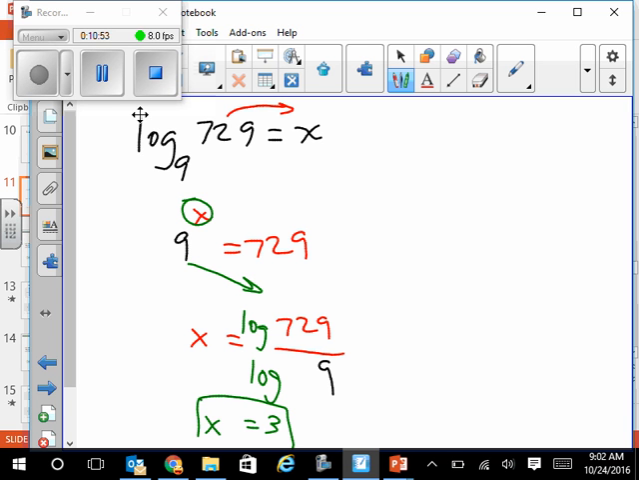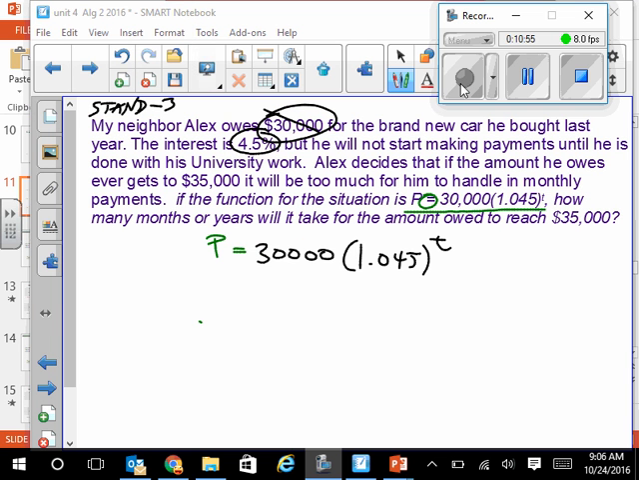Allow me to read this long problem just so it can hurt your brain for just a second. And the idea is this: once you hear this long problem and you hear it on the test, you'll be like, okay, no, I've heard those before. No big deal. Hey, my neighbor Alex owed $30,000 for the brand new car he bought last year. The interest is 4.5%, but he will not start making payments until he is done with his university work.